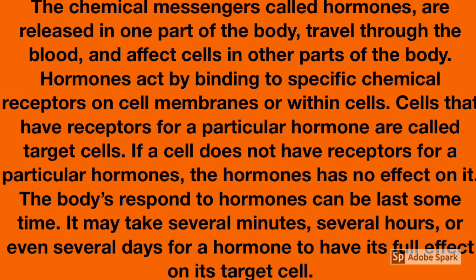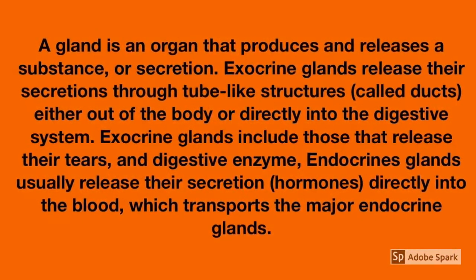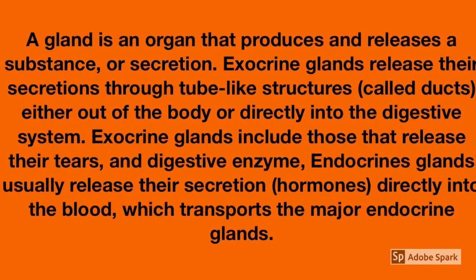The body's response to hormones can be less for some time. A gland is an organ that produces and releases a substance or secretion. Exocrine glands release their secretions through tube-like substructures called ducts, either out of the body or directly into the digestive system. Exocrine glands include those that release tears and digestive enzymes. Endocrine glands usually release their secretion directly into the blood, which transports the hormones.